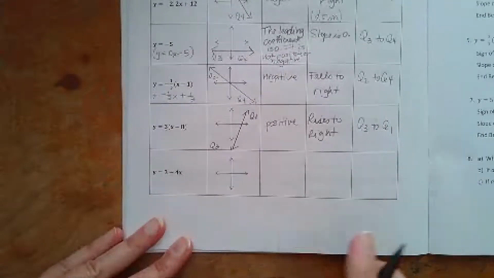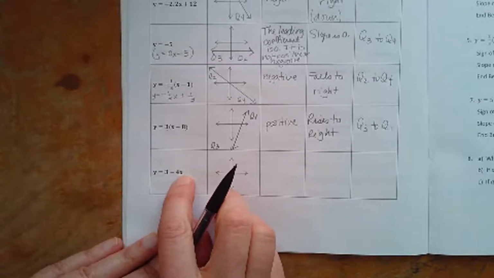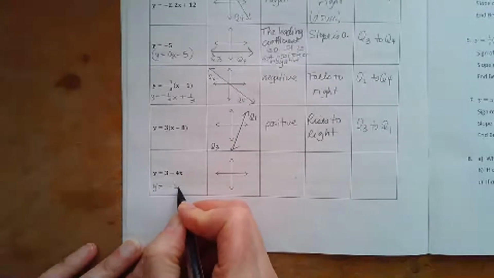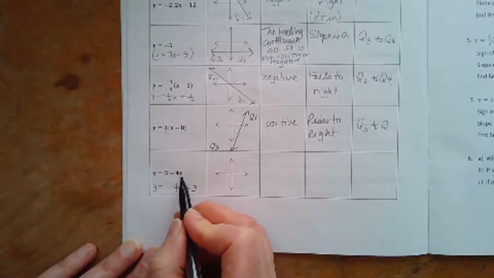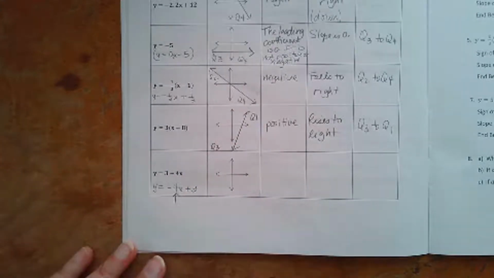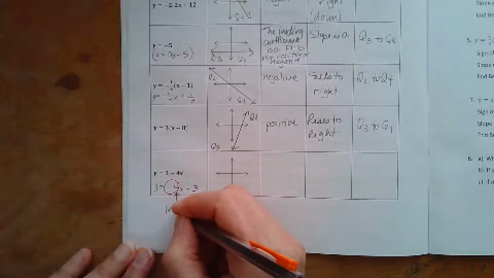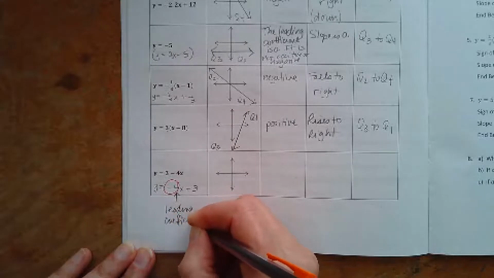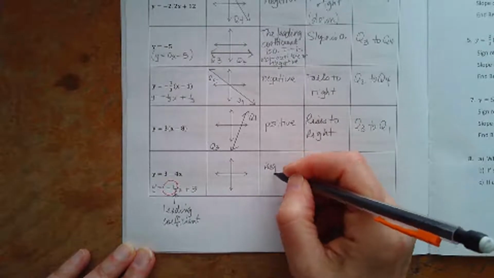And then this last graph, can you see they kind of did something sneaky? They put the x term at the end and the 3 in front. This is actually the graph of -4x plus 3. So don't be fooled. Whatever number is attached to the x is your leading coefficient. I'm going to circle this in red. This is actually the leading coefficient. So the leading coefficient is negative.